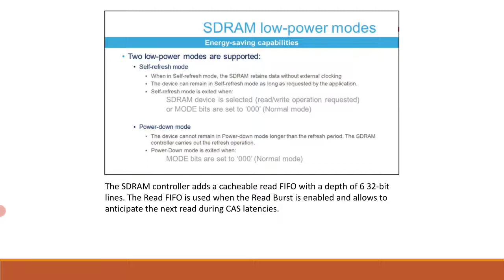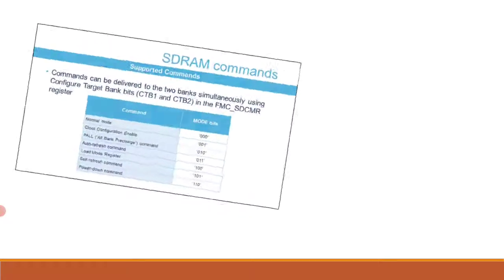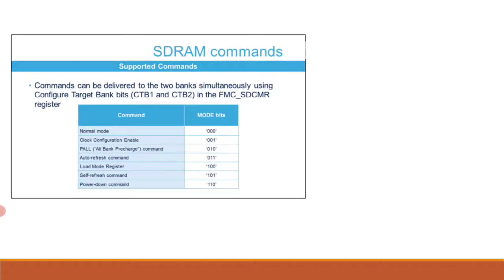For energy saving, the SDRAM controller can be configured in one or two low power modes, self refresh or power down mode. When in self refresh mode, the SDRAM retains data without external clocking. The device can remain in self-refresh mode as long as requested by the application. The device can remain in self-refresh mode when an SDRAM device is selected read or write mode, which I already discussed. The device cannot remain in the power down mode.